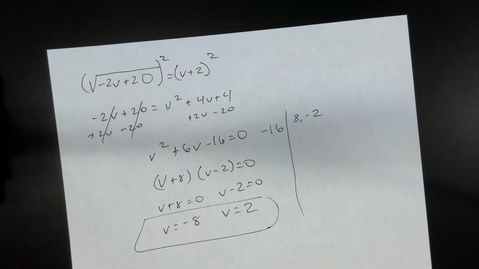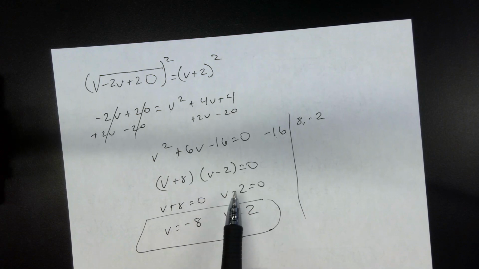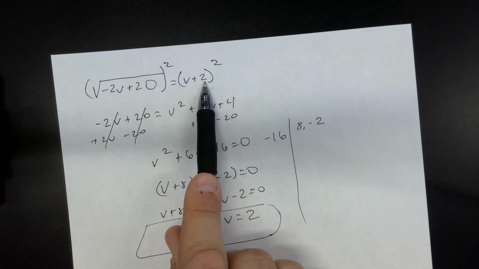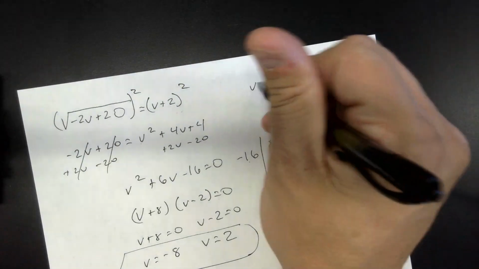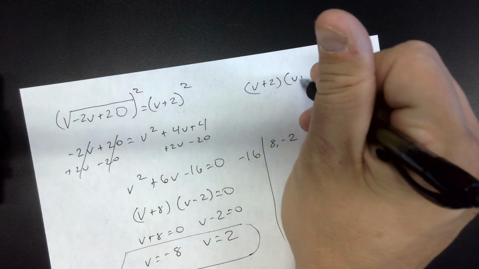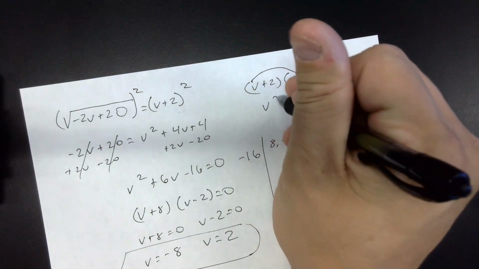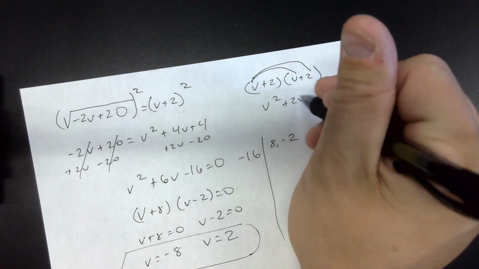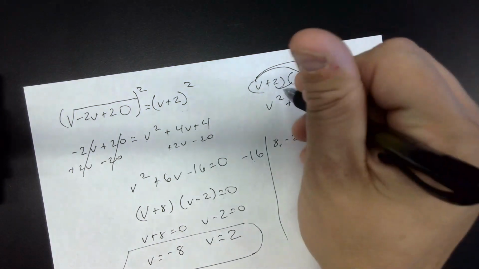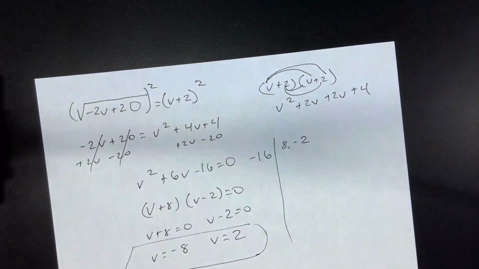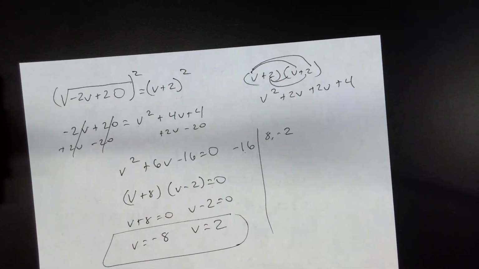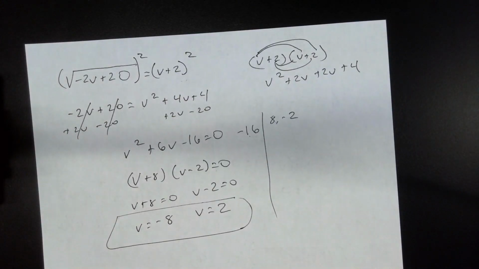Where did the 2 go? Which one? The one on the top. When you square them, v squared plus 2v plus 2v plus 4. That's where it went. Okay, other questions?